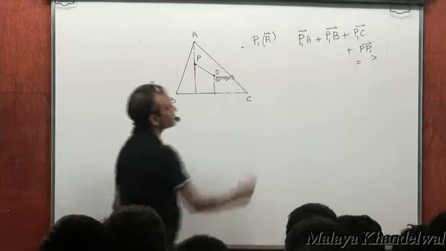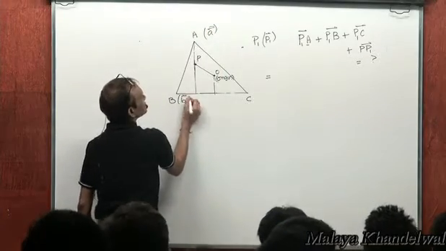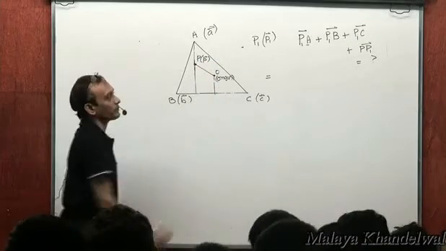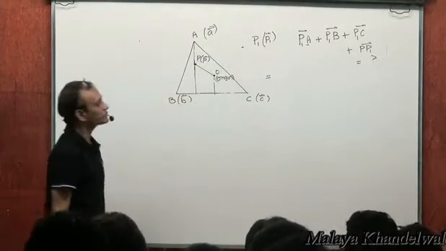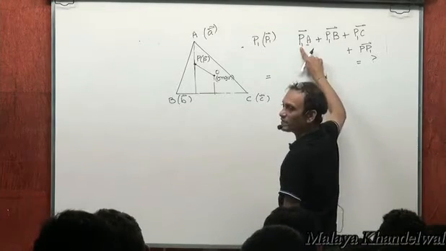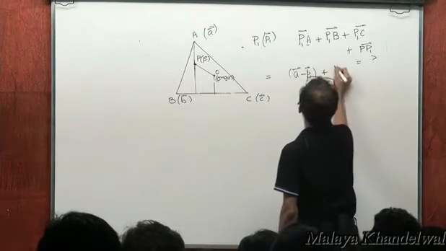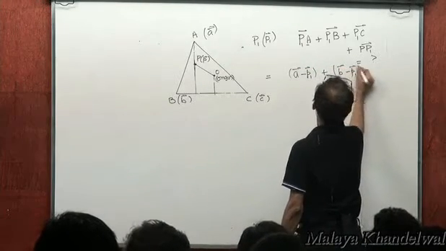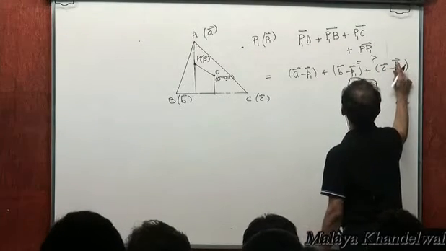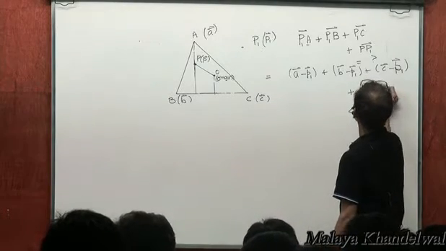This point P1. So then, do you realize that, say, the position vector of A was A, position vector of B was B, position vector of C was C, and the position vector of P was P. Clear? Then P1A is what? Final position minus initial position. A minus P1. B minus P1. C minus P1. Right? Plus P1 minus P. Yes or no?